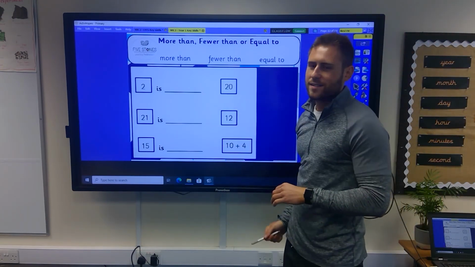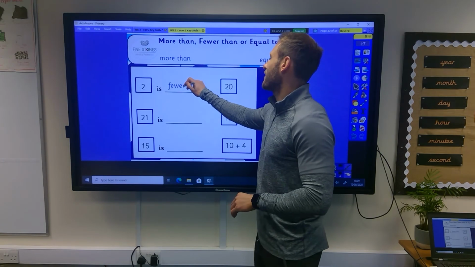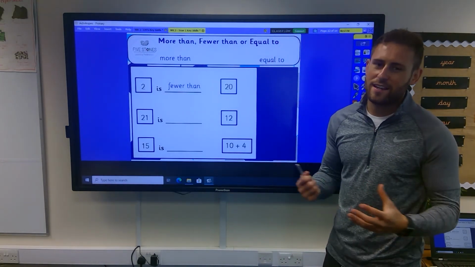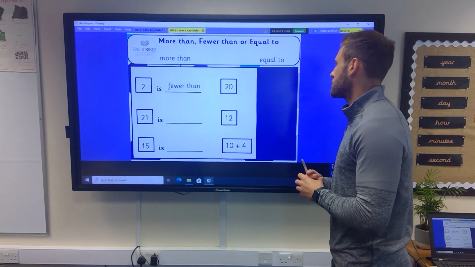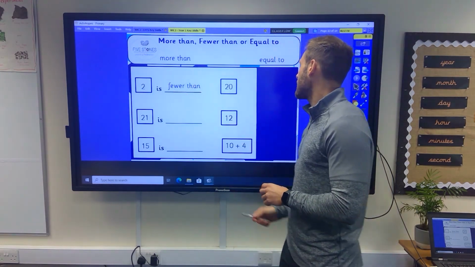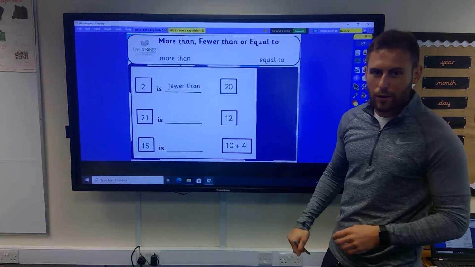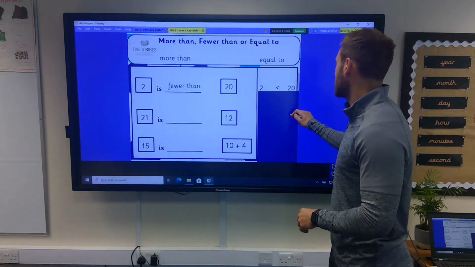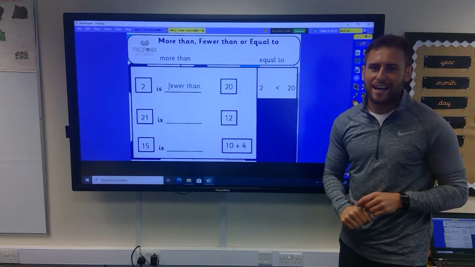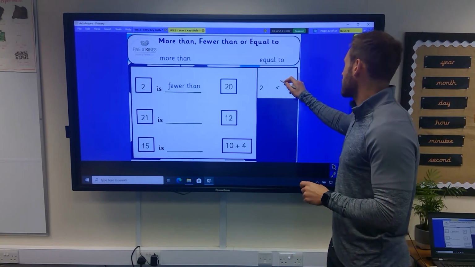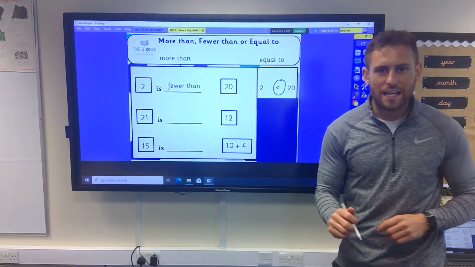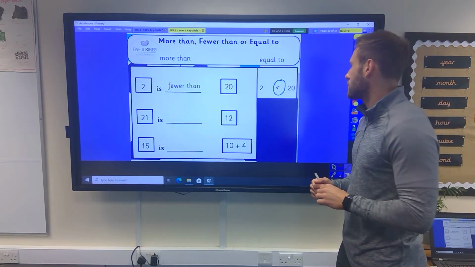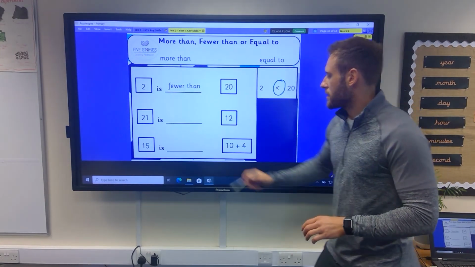So 2 is fewer than 20. We've only got 2. 20 would have 2 tens. It's a much bigger number. So 2 is fewer than 20. If you had a go at writing it with the symbol, it should look a little bit like that. So this is our fewer than or less than symbol, because we can't fit as many in that part of the shape.